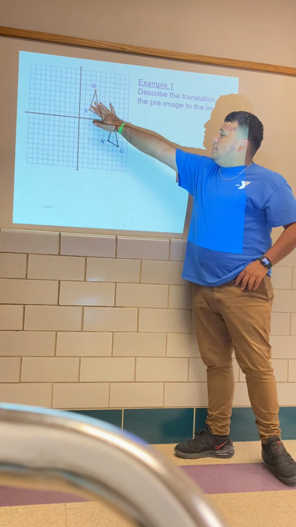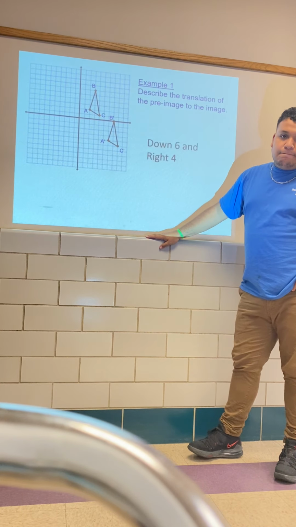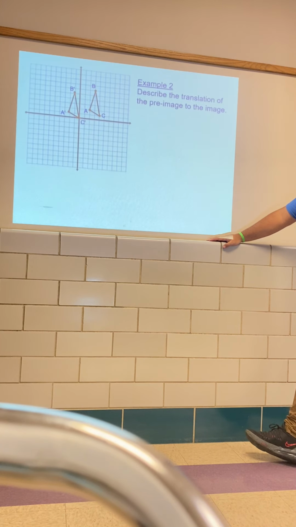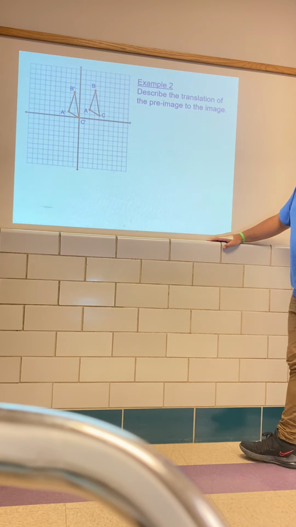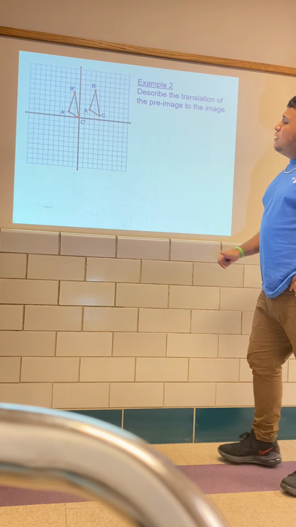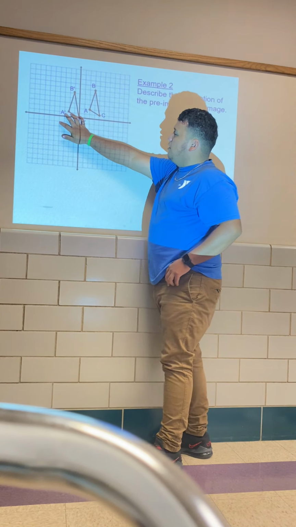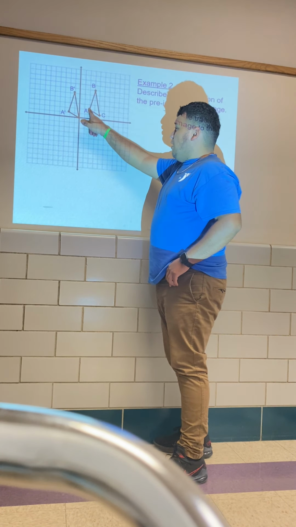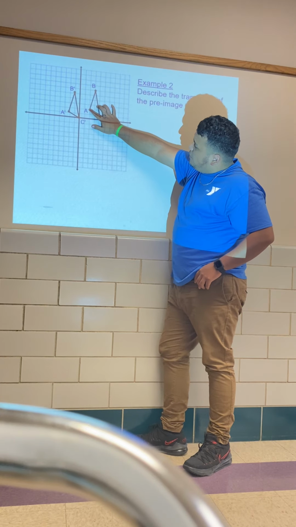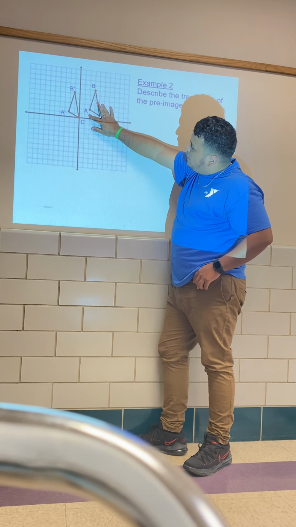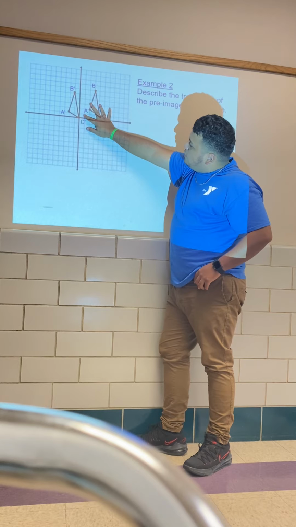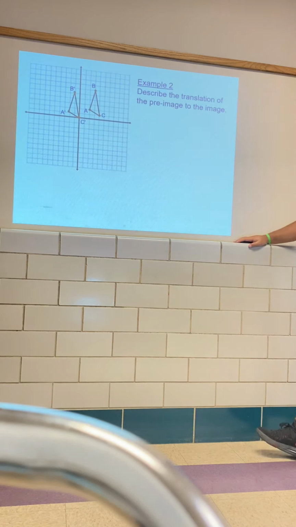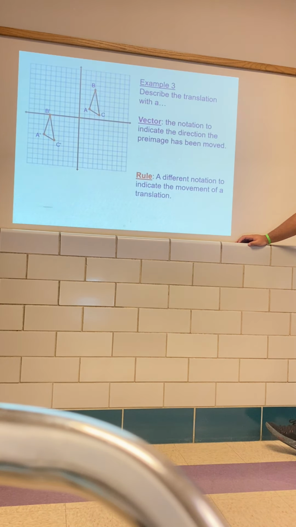Okay, so we looked at this. What is it doing? Translating, good job. Down 6 and right 4. Describe the translation of the pre-image to the image. So we have A here. How many does it go to the right? Or how many does this image go down? So if we look at this one, go to A, we go down. That's what? 1, 2, 3, 4, 5, 6. Good job. All right. So, like I said, down 1 and left 4.